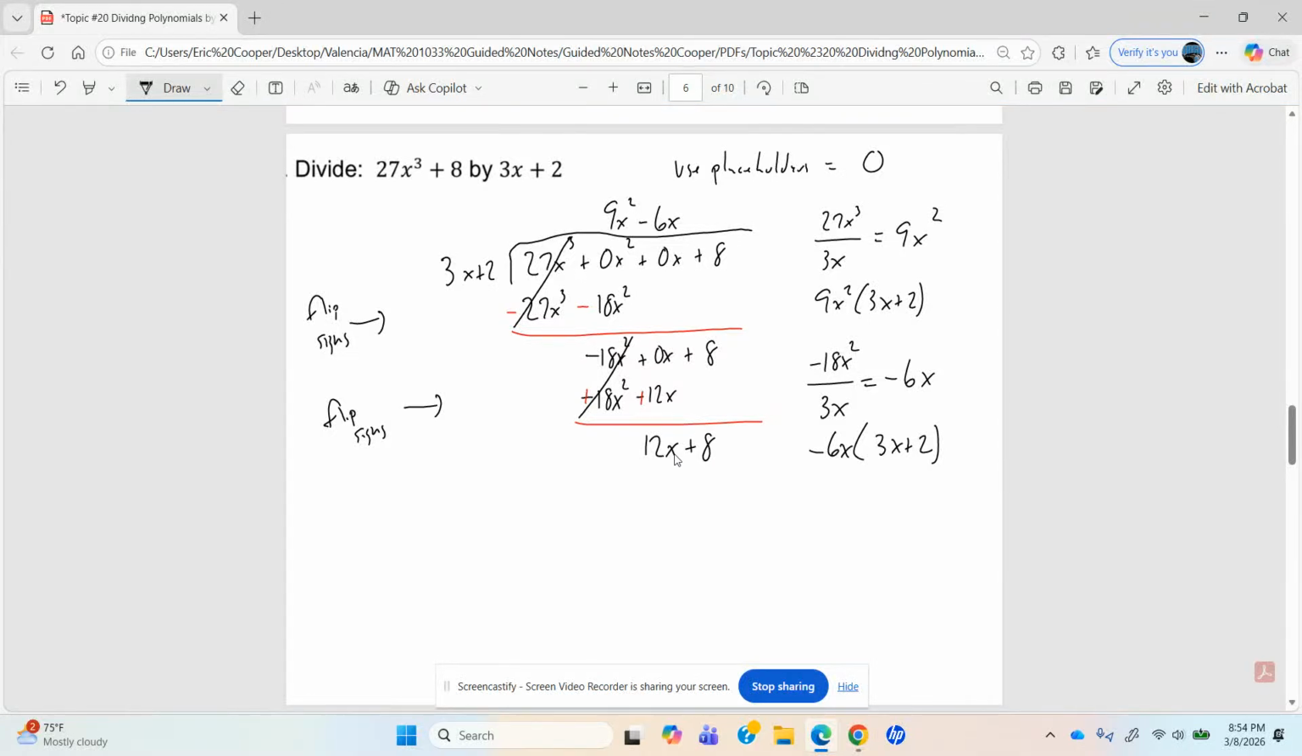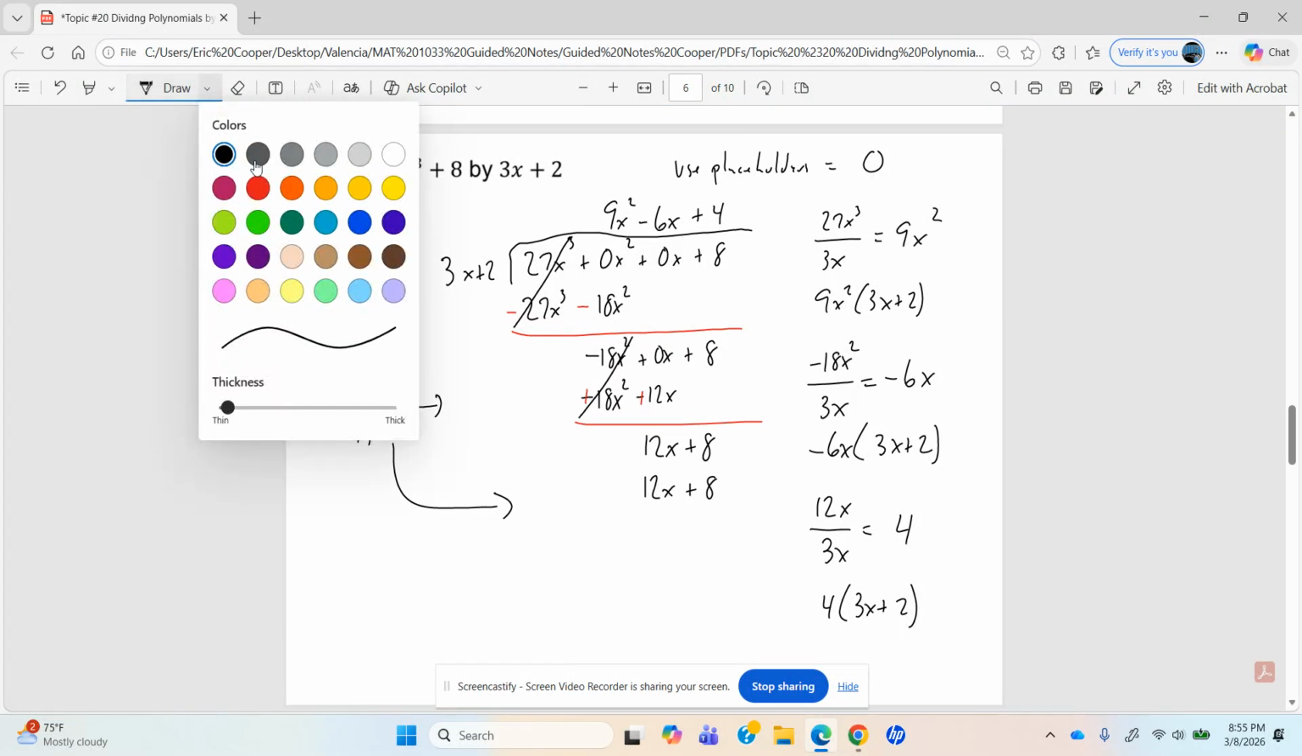Now if you notice here I've got 12x and 3x, they're both the same degree, so I should be able to do one more division and then be all done. So I'm going to take the 12x, which is the front term here, and divide it by the 3x here. 12x divided by 3x gives me a positive 4, and I will take that 4 and multiply it back into 3x plus 2. 4 times 3x is 12x. 4 times 2 is 8.